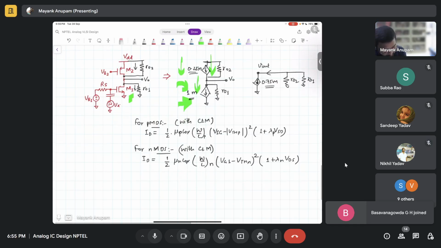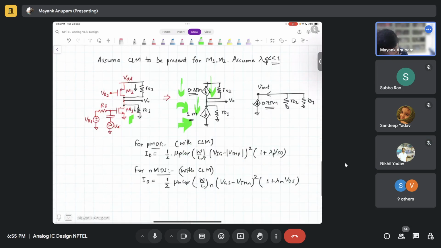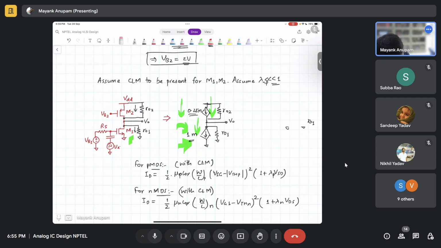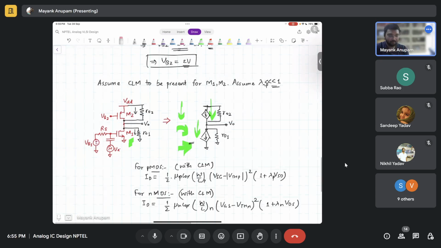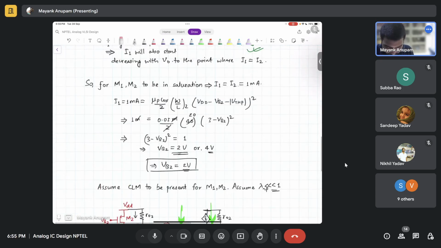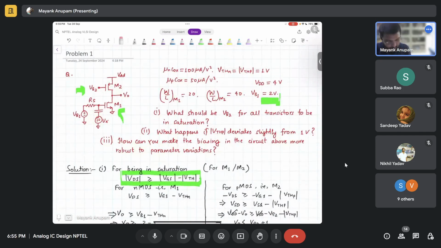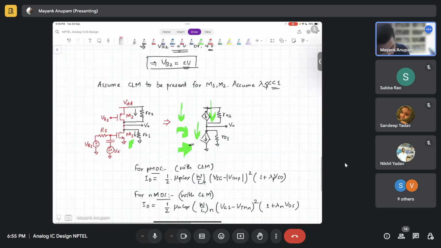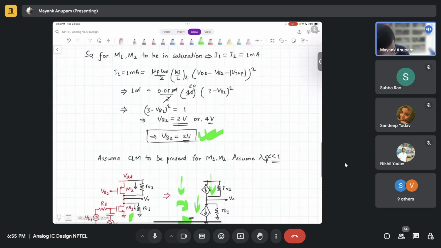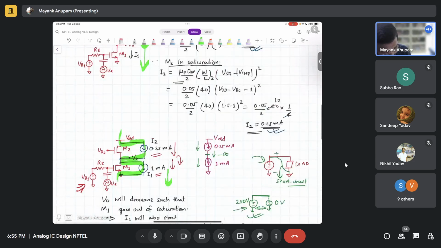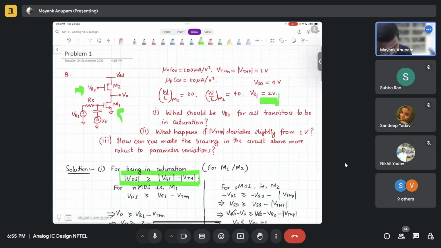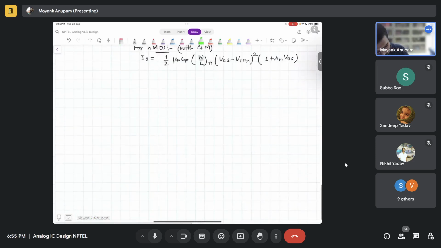So exactly this is what I'm trying to explain. I hope that is fine. Remove this because this is not the correct way to write it. Even this is not correct anyway. Okay, good. Now that we have understood this point, you will be able to appreciate the next question. We now know that VB2 has to be equal to 2 volts, and in that condition the currents will be the same and there will be no problem, right? The second question is regarding that only.